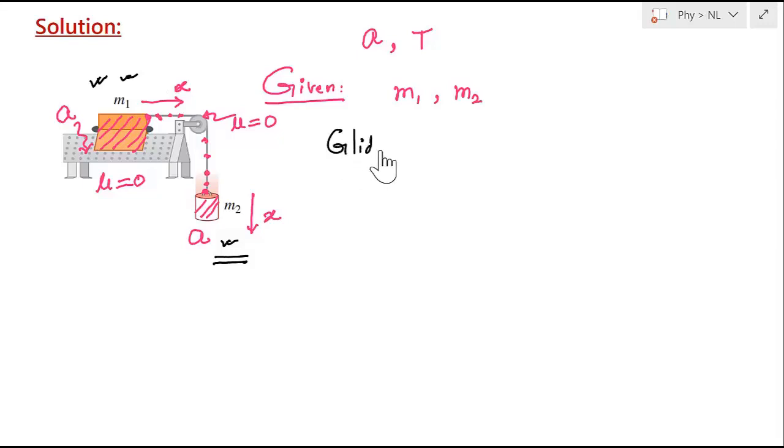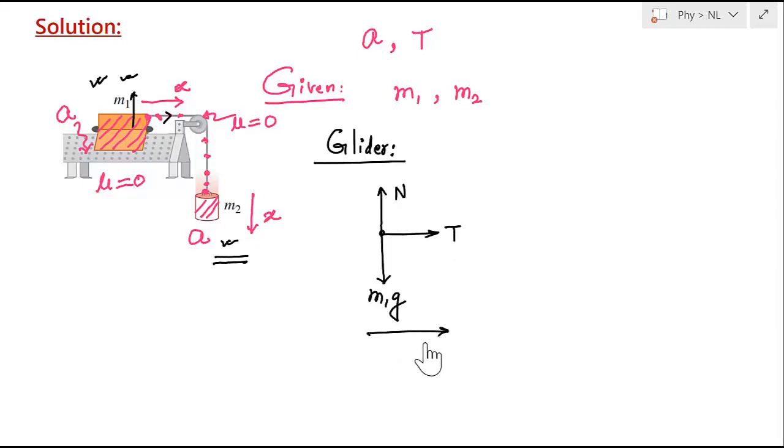So let us draw the free body diagram for the glider. We can show this glider using a point, and the weight is acting in the downward direction, and the magnitude is m1g. And on this glider, a normal reaction will also act. So this is the normal reaction that is acting in the vertical direction. And the string is trying to pull this glider in this direction. So the string will apply a tension, and the magnitude of this tension is T. And this glider is moving in this direction with acceleration a.